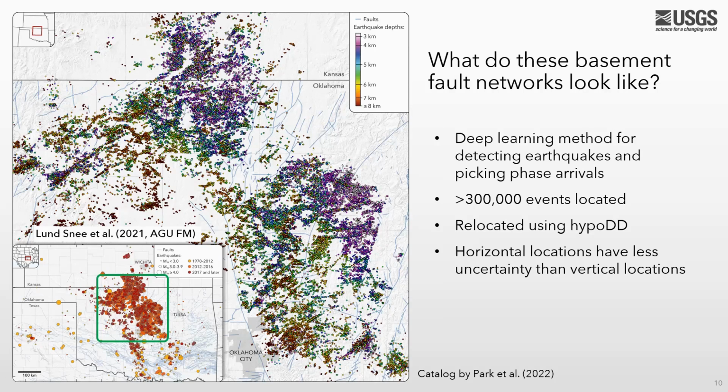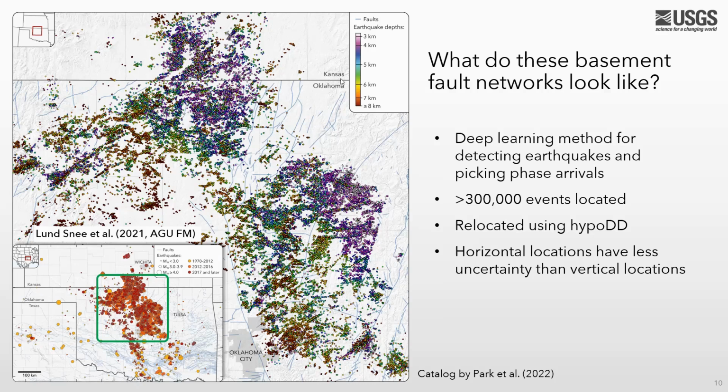And I'm showing here a new earthquake catalog by Park and others for this. So this is the Kansas-Oklahoma line here. These dots are all earthquakes colored by depth. So red are deeper ones, down to 8 kilometers or more, and then up in the pink-purple range, and white are shallower ones. You can see they're pretty deep, mostly 4 kilometers or more, down in the crystalline rocks.